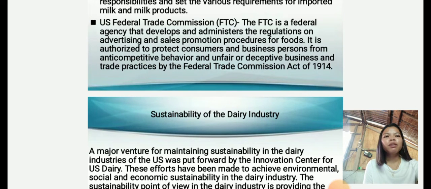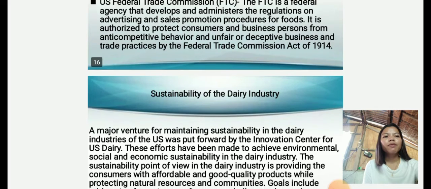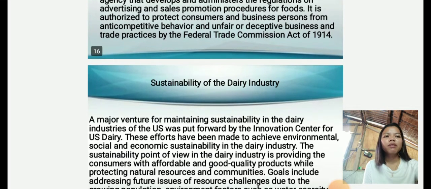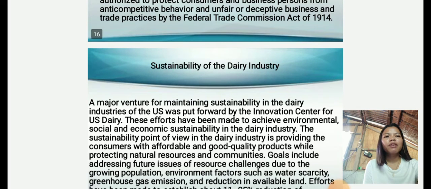U.S. Federal Trade Commission (FTC). The FTC is a federal agency that develops and administers the regulation on advertising and sales promotion procedures for foods. It is authorized to protect consumers and businesspersons from anti-competitive behavior and unfair or deceptive business and trade practices by the Federal Trade Commission Act of 1914.